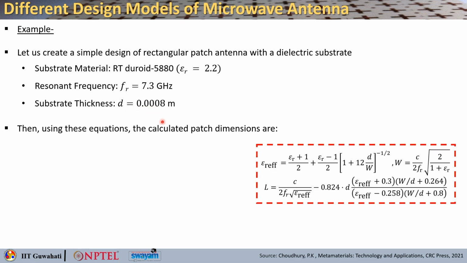0.0008 meter. Okay. Now, using these equations, that tell you about the epsilon R effective, that is the effective relative permittivity, which correlates the width and the length of the antenna, you can obtain the length to be 0.0132 meter and width to be 0.16 meter. Okay, that is obtained from these equations for this performance parameter, right. So, D is already given, the resonance frequency, that is FR, and epsilon R is also given. So, you can obtain this.